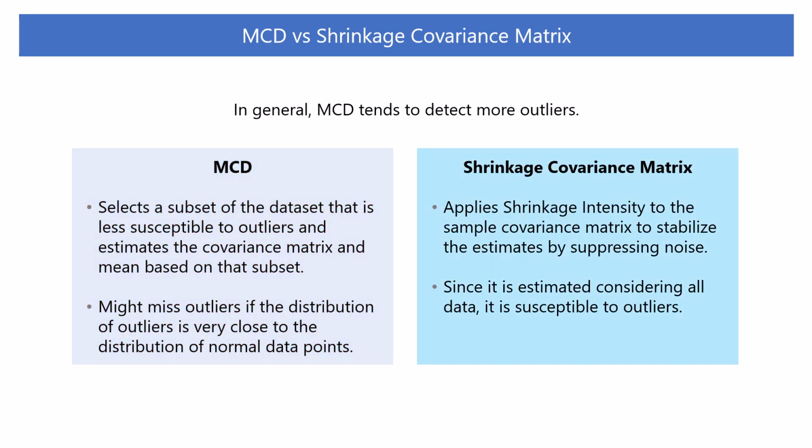The shrinkage covariance matrix applies shrinkage intensity to the sample covariance matrix to stabilize the estimates by suppressing noise. Since the shrinkage covariance matrix is estimated considering all data, it is susceptible to outliers. Thus, compared to MCD, the shrinkage covariance matrix is more likely to miss outliers. Therefore, generally speaking, MCD is more likely to detect outliers, but it depends on how extreme the outliers are and the nature of the data.